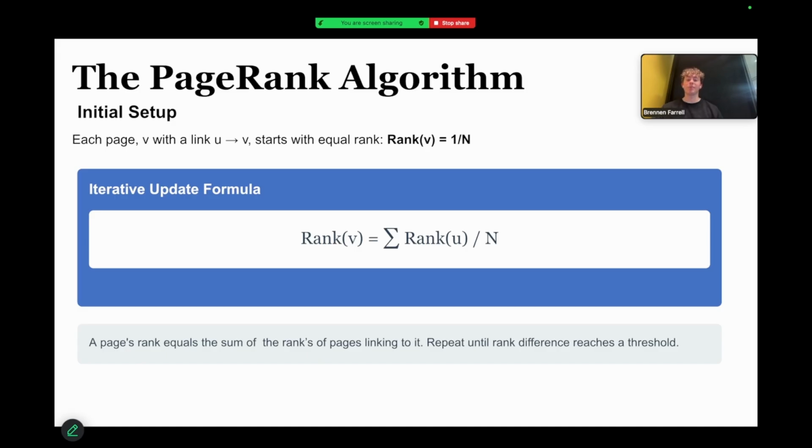Additionally, we have the iterative update formula. For each vertex, you sum up the ranks of the vertices with an incoming edge. Let's say you have a web page V with 3 pages linking to it. You take the rank of those 3 pages, sum them up, and then take it all over n, which again is the number of vertices. A page's rank is equal to the sum of the page ranks of the pages linking to it.